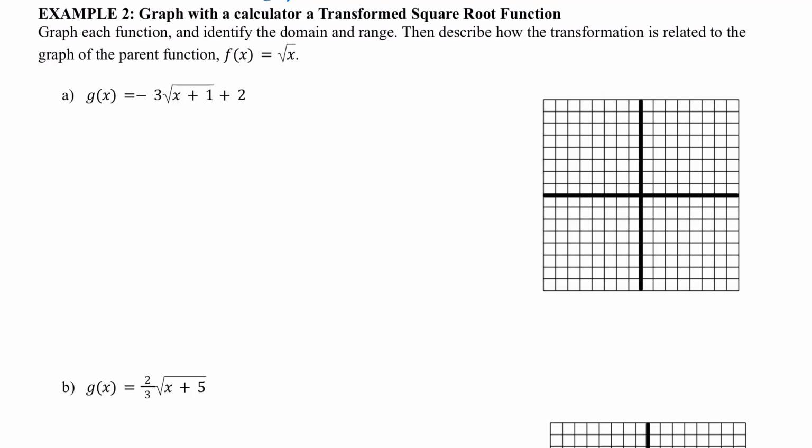The parent function is f of x equals square root of x. Taking a look at our first example, 2 part A, g of x equals negative 3 times the square root of x plus 1, plus 2. Notice here we have a negative 3 for A. Since A is negative 3, we know this whole thing is going to be flipped over the x-axis. So let's find our domain.